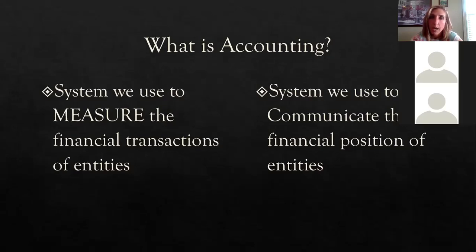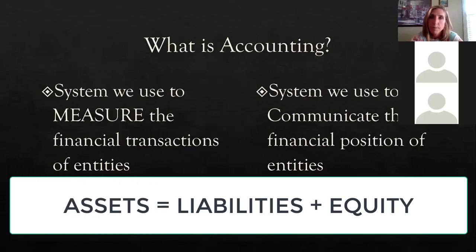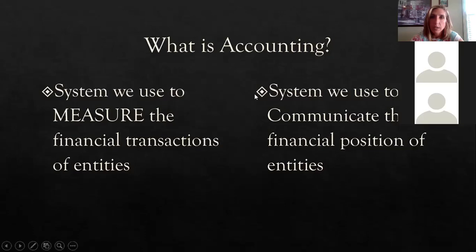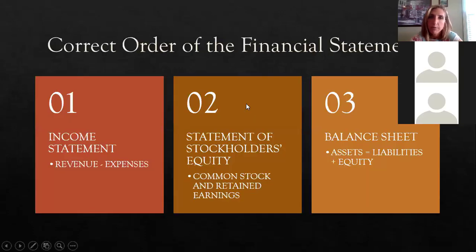So accounting is a system that we use to measure and communicate, and the ways we communicate are through three main financial statements. The first one is the income statement, and your statements have to be created in this order. You cannot create the statement of stockholders' equity and then go back and do the income statement because they are connected. So I create the income statement first, and it will just list revenue and expense accounts.